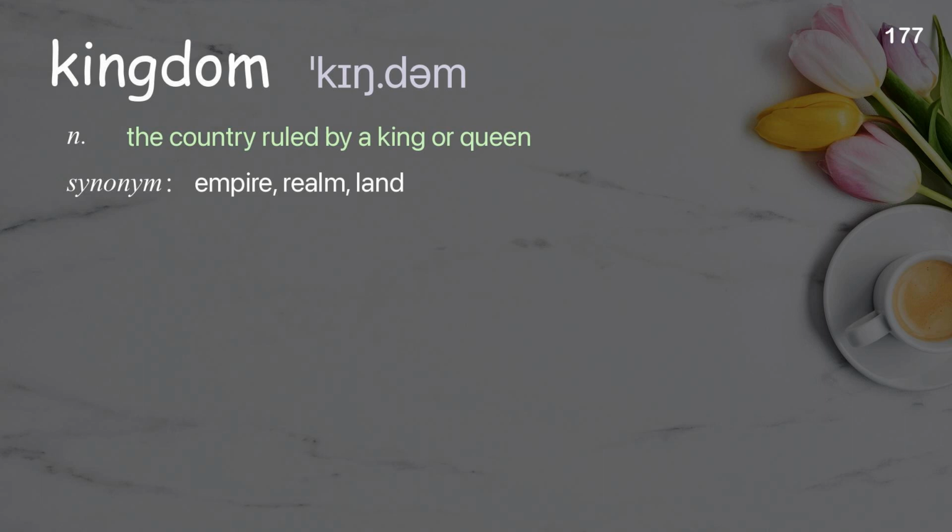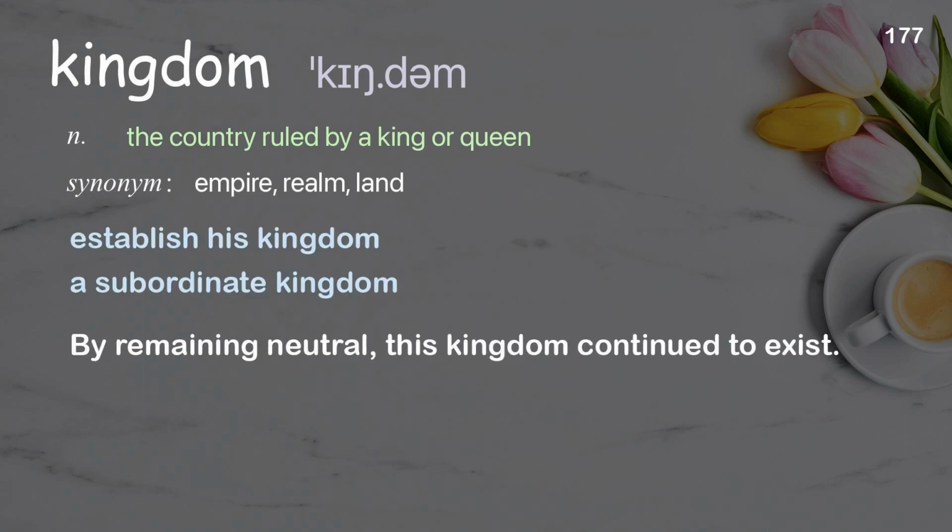Kingdom. The country ruled by a king or queen. Examples: establish his kingdom. A subordinate kingdom. By remaining neutral, this kingdom continued to exist.